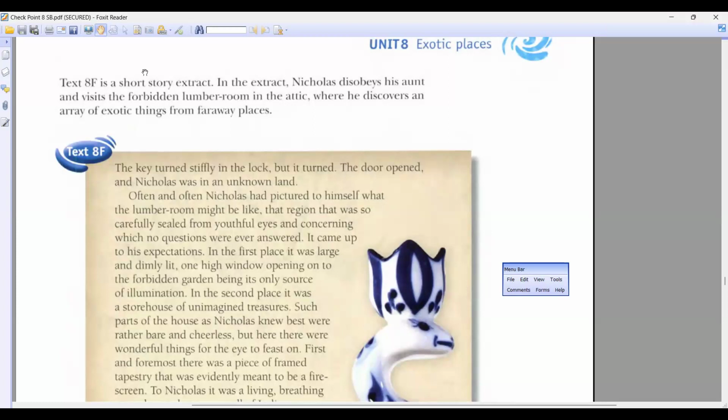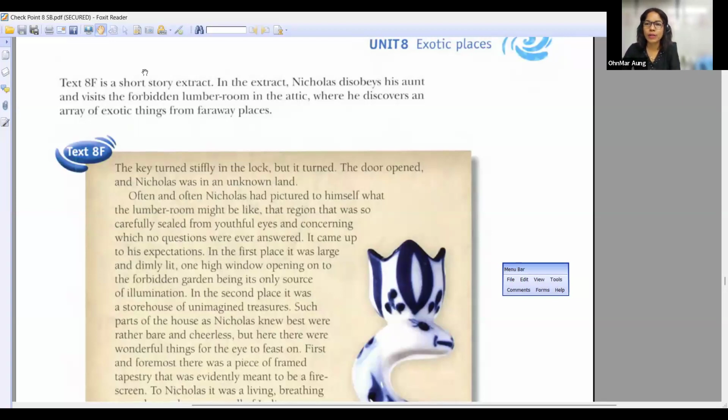Nicholas. So Nicholas disobeys his aunt. It means Nicholas didn't listen to his aunt's words. Didn't listen. It is called disobeys. And visits the forbidden, what did Nicholas do? Nicholas visited the forbidden lumber room. Forbidden means the room was banned, not to get in. Lumber means like disused. It is not used for many years. That is called lumber room. In the attic.